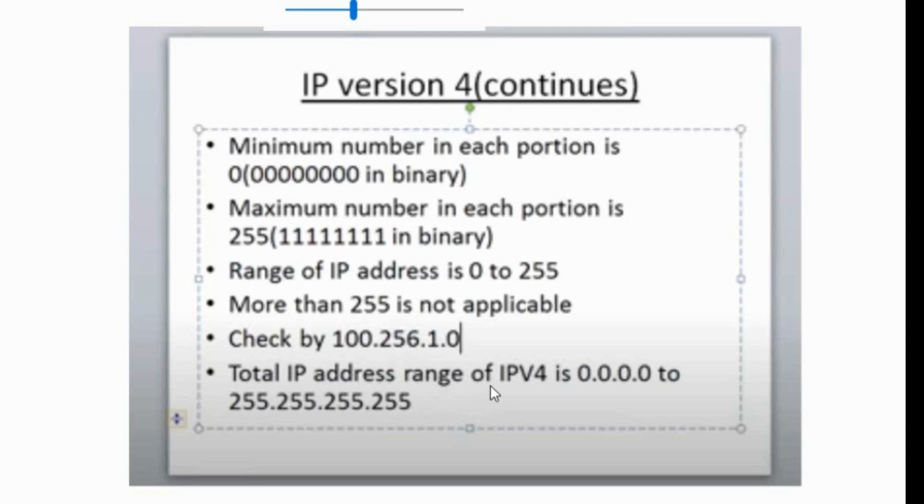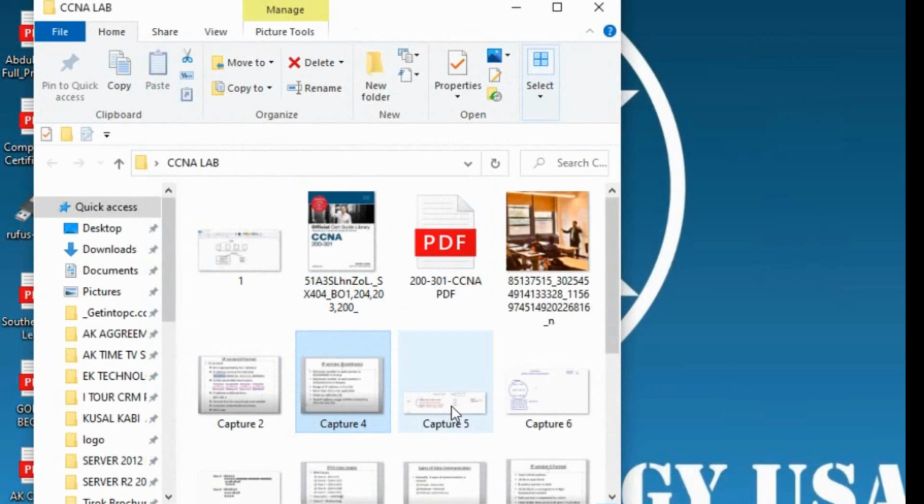So the total IP address range of IPv4 is 0.0.0.0 to 255.255.255.255. That's the subnet mask of the IP address. Okay, so if you have 0.0.0.0 as the IP address, you're going to get the subnet mask over it, which is 255.255.255.255, that's over on the top.